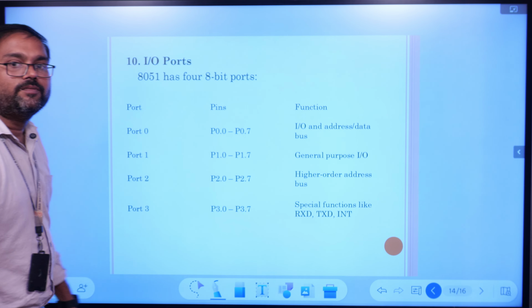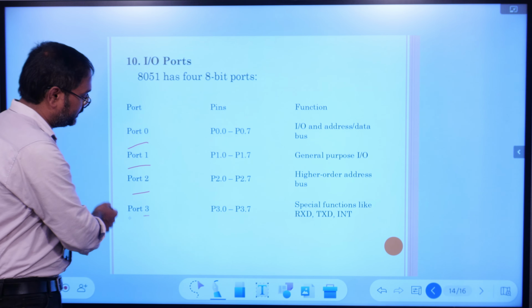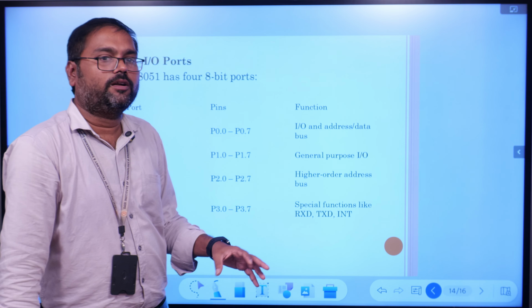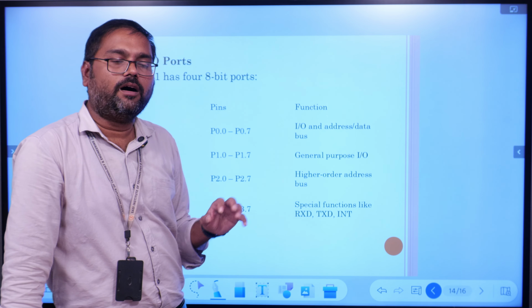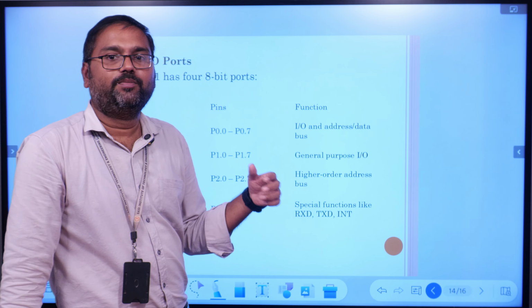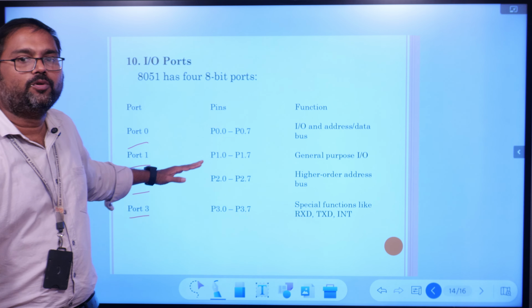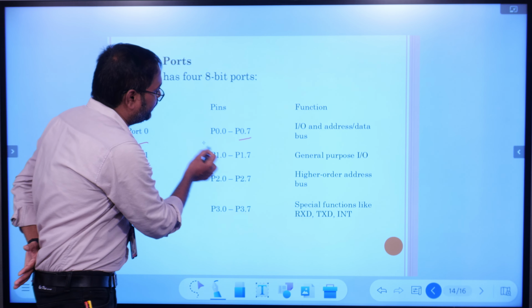And coming to the I/O ports. Here we have a total of 4 I/O ports: port 0, port 1, port 2 and port 3. The purpose of I/O ports is input and output. Simply, it can give input to the microcontroller or take output from the microcontroller. To connect with external devices or peripherals, we use these I/O ports. Each port has a total of 8 pins or 8 bits.